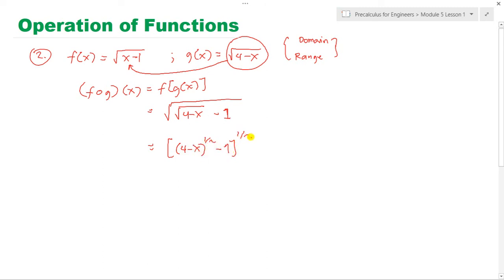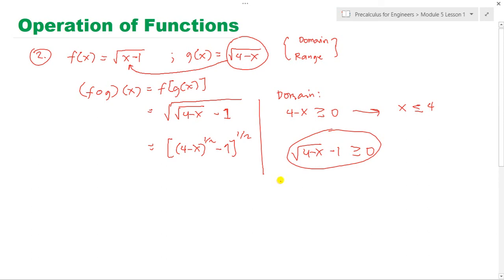In fraction form, this is written in this way. The restriction is actually the same. So for the domain, just a review. The first restriction is that 4 minus x should be greater than or equal to 0. The second restriction is that the square root of 4 minus x minus 1 should be greater than or equal to 0. We already know that x should be less than or equal to 4. How about this one? It is solved in the same way.